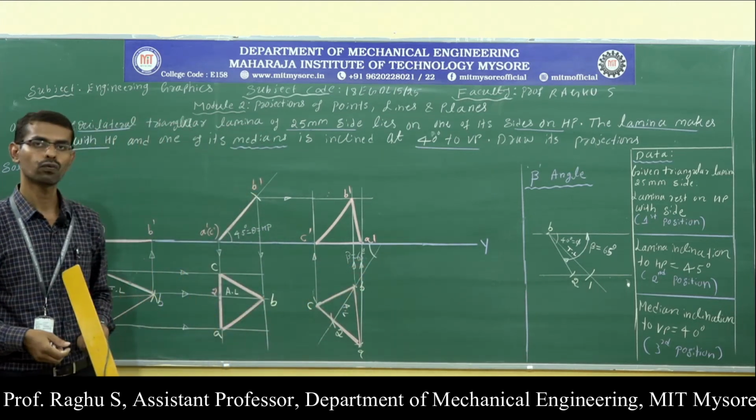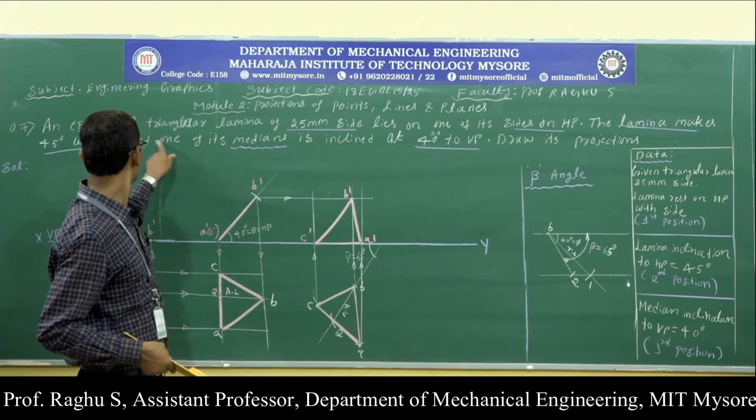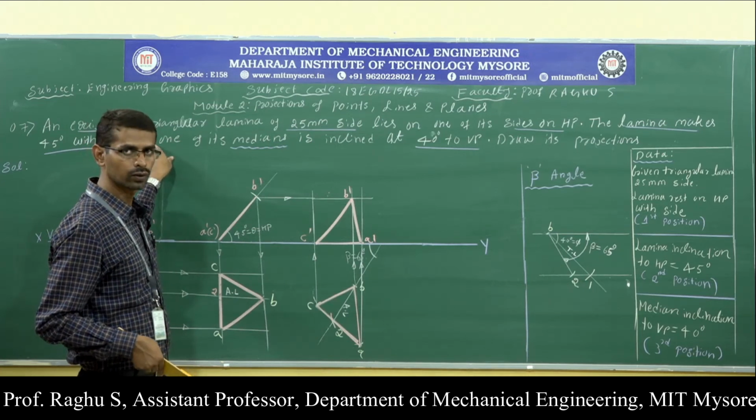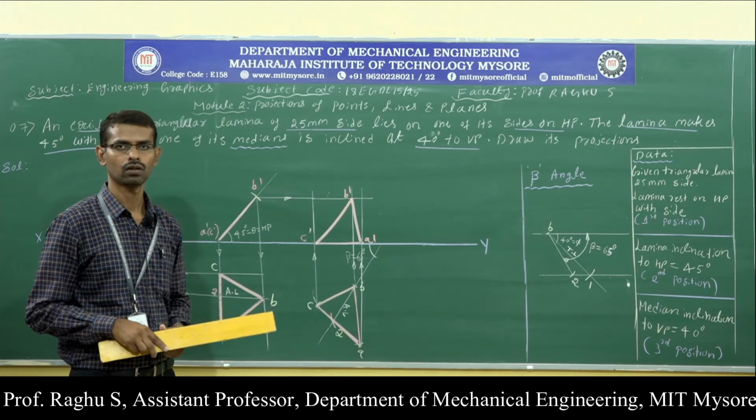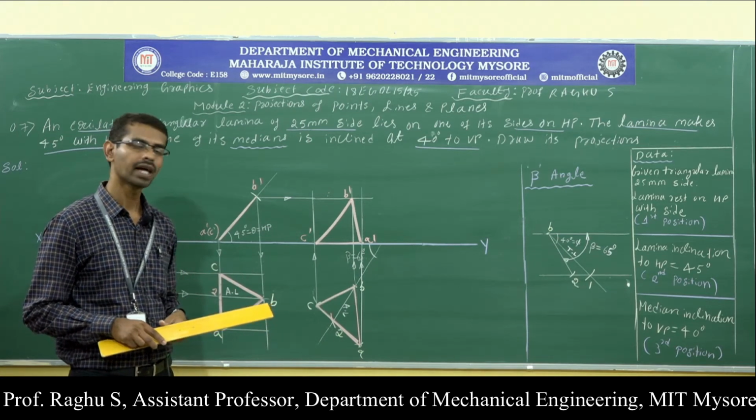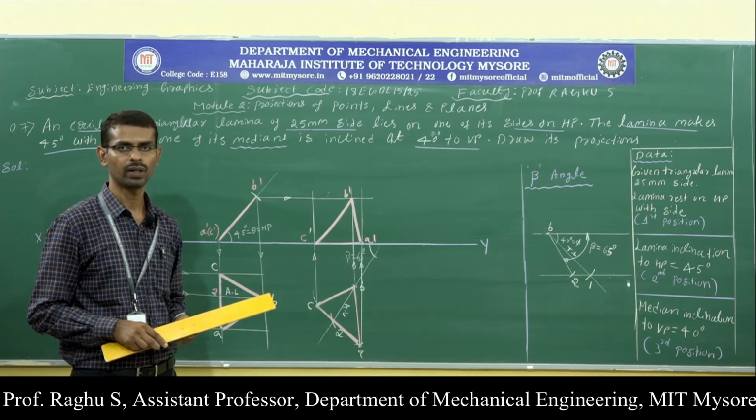So this is the final front view and top view when the lamina is inclined 45 degree with respect to HP and when the median is inclined 40 degree to VP. So this problem is called as beta angle problem. When the median is inclined to VP, then we need to find out beta angle.